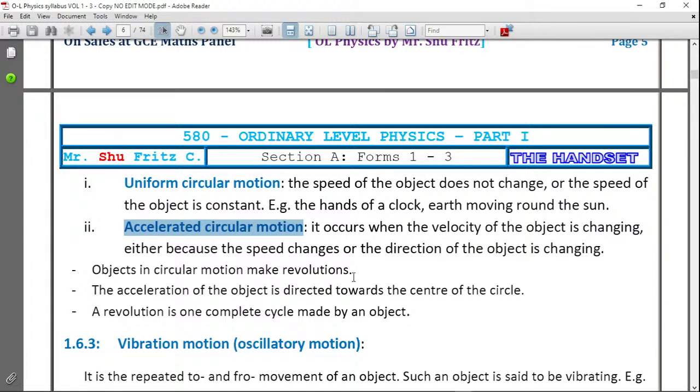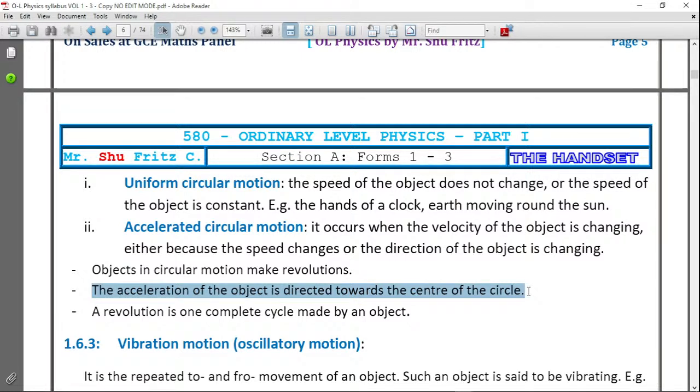So objects in circular motion make what we call revolutions, like the revolution of the earth about the sun. When the earth goes around the sun once, we talk about one revolution. When the earth goes around again, we talk about another revolution. So a revolution is the term used to describe the motion of objects in circular paths. Then the acceleration of the object is directed towards the center of the circle. For objects undergoing circular motion, their acceleration is always directed towards the center of the circular path. So the direction of the acceleration is always towards the center.